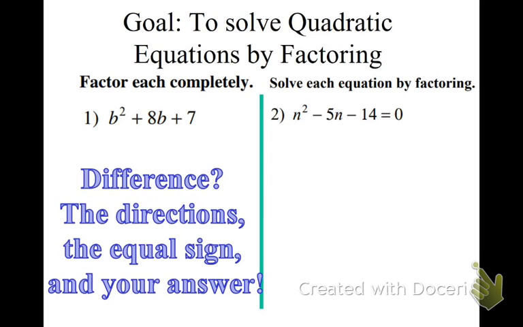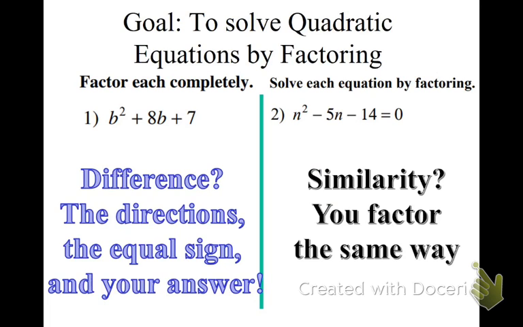The directions are different. There's an equal sign in the second. In the first, there's no equal sign. You cannot just create an equal sign out of nowhere. And the third, your answer, I showed you what your answer should look like. The similarity is that both of them, you're going to end up factoring. So make sure that you read the directions and know what kind of answer you're giving.